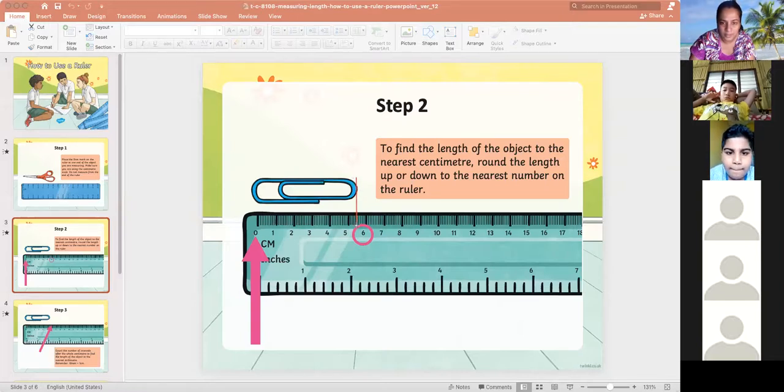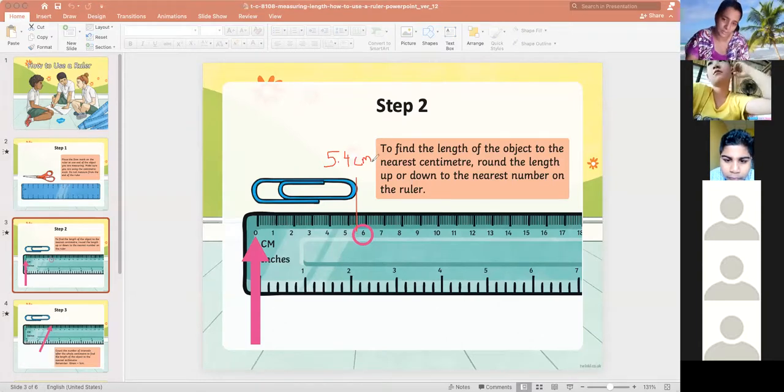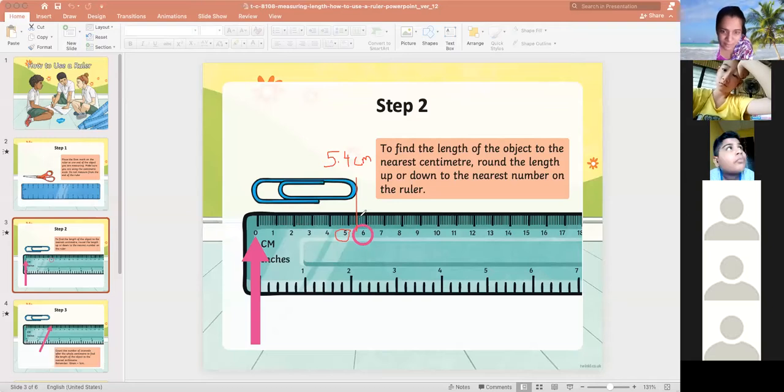So over here, I assume it's going to be somewhere about 5.1234. So if I'm not wrong, this paper clip is about 5.4 centimeters. That is to be really accurate. But if I want to round this off, remember, round off. You can also do that. So 5.4, is it nearer to 5, or will it be nearer to 6? I believe this one is 5.5. That's why they have rounded off to 6.